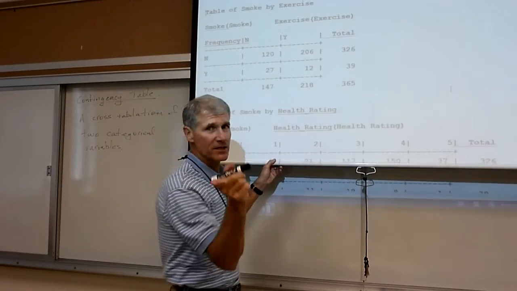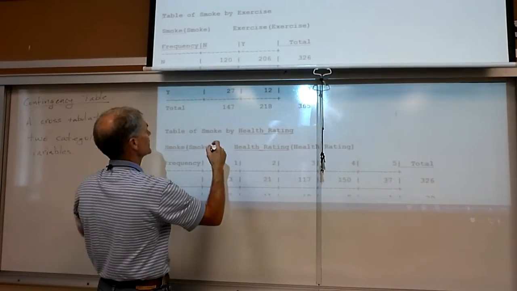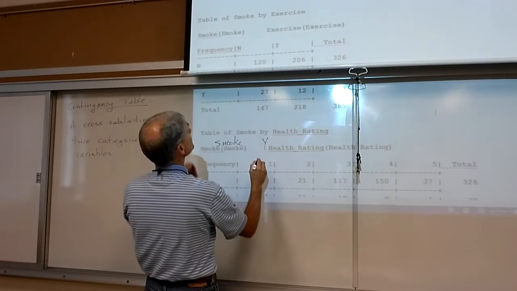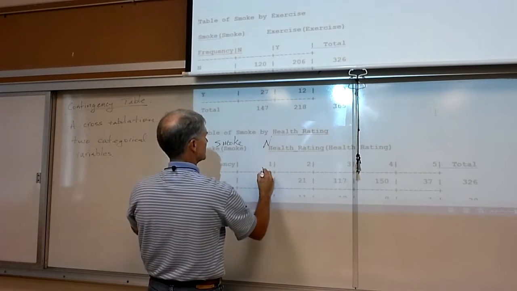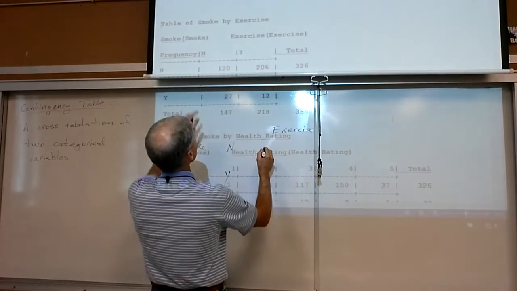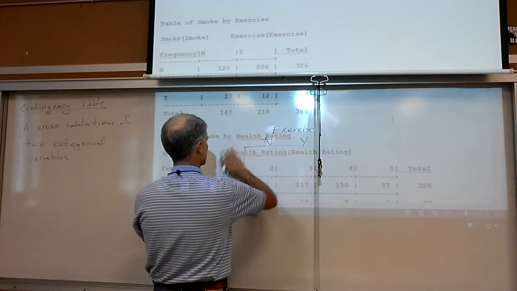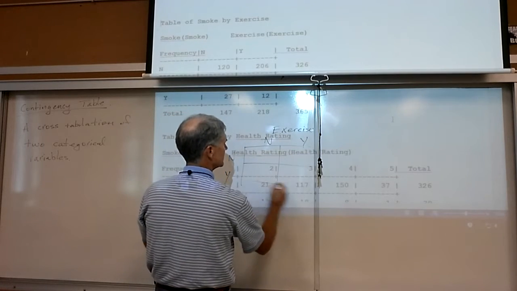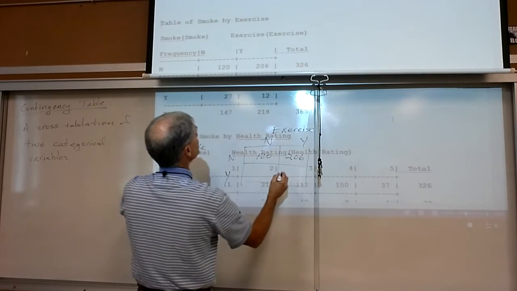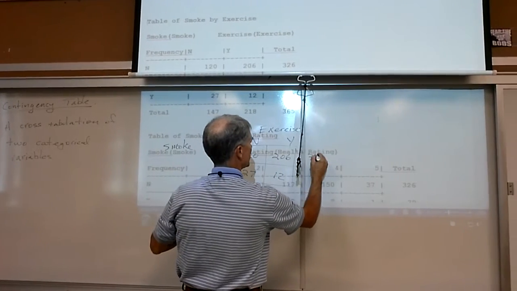I tell you what, because it's not showing up on the camera, I'm going to copy that table down here. I can't get it to go lower, but we have smoke, no, then yes. And then we have exercise, and it's no, then yes. So in this table, we have 120, 206, 27, and 12. And then out here, we put the totals.